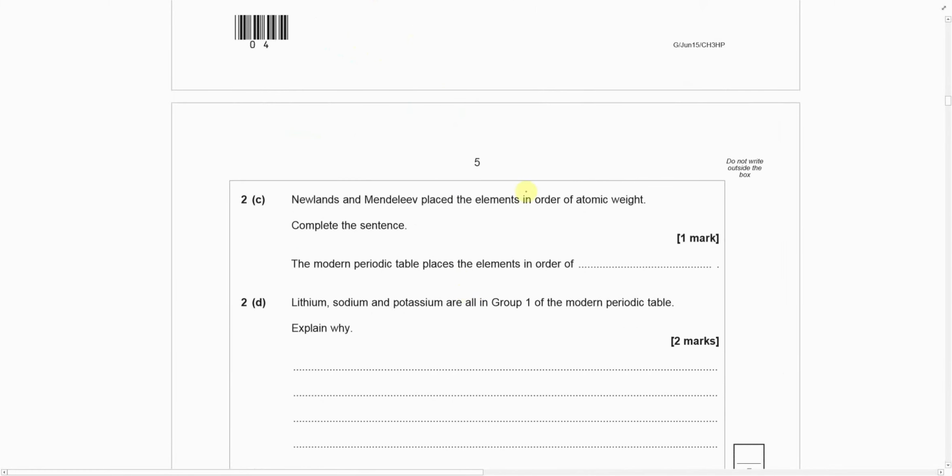2C. Newlands and Mendeleev placed the elements in an order of atomic weight. Complete the sentence. The modern periodic table places the elements in order of, we now do it on our periodic table, atomic number. So the number of protons.